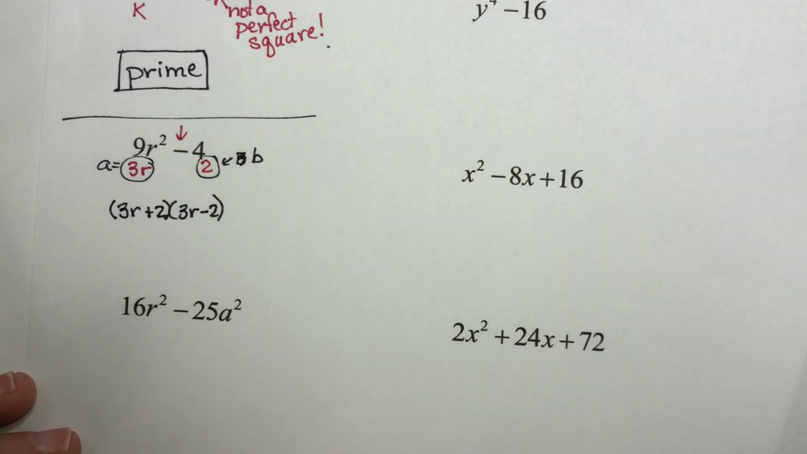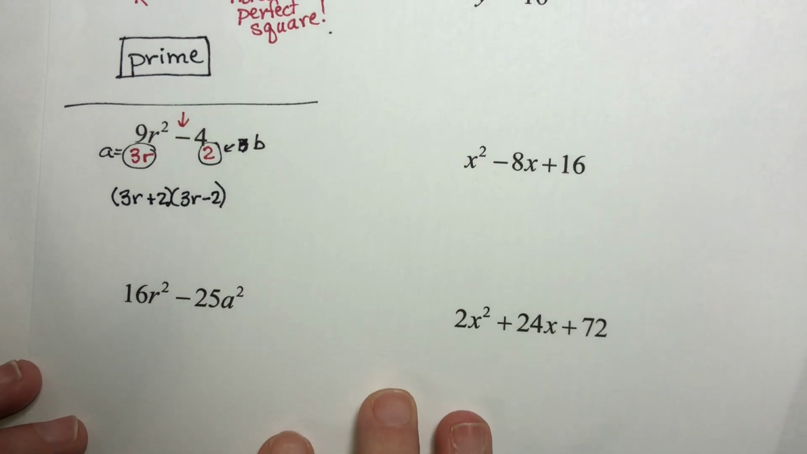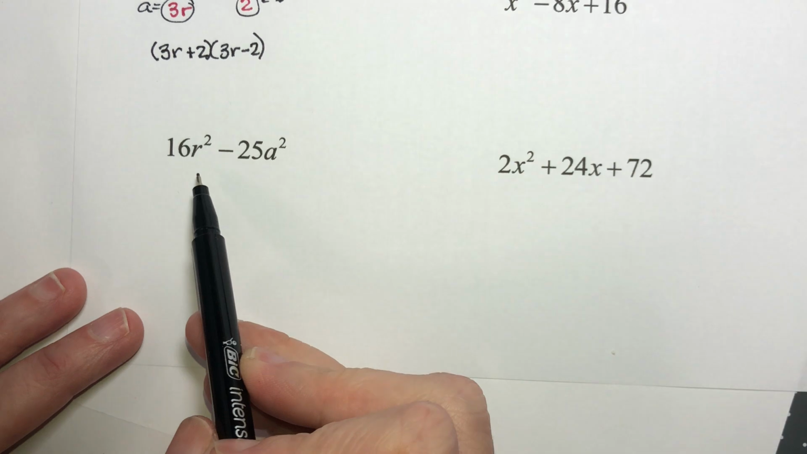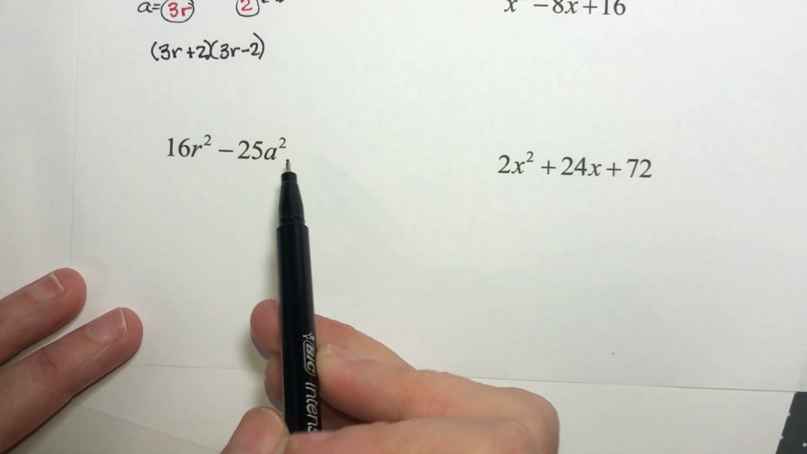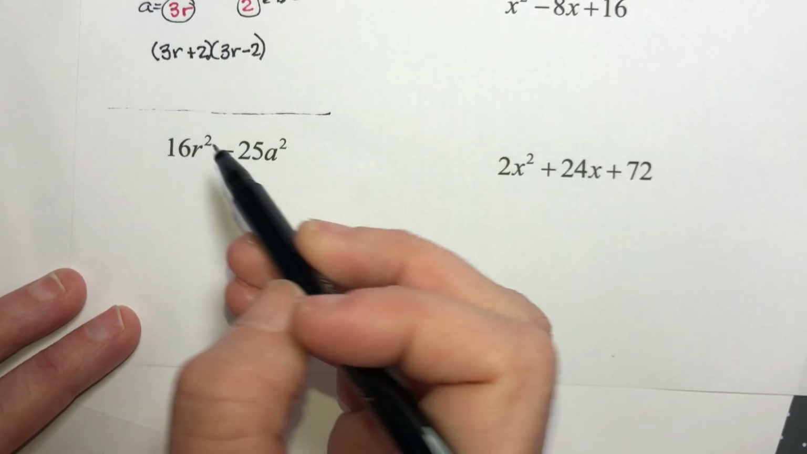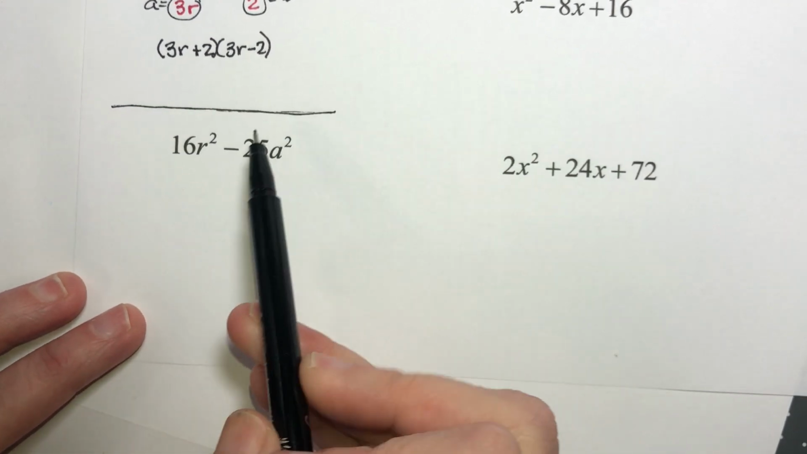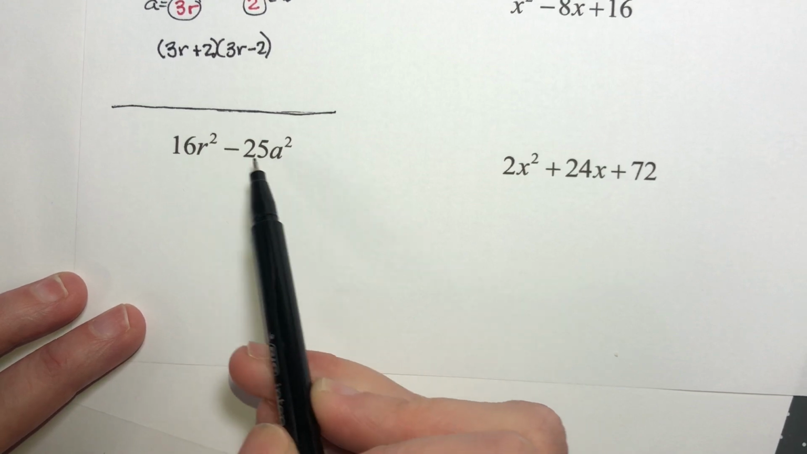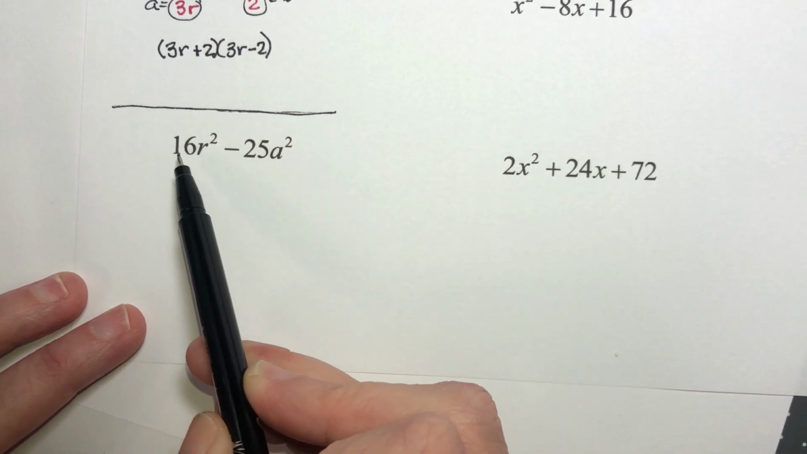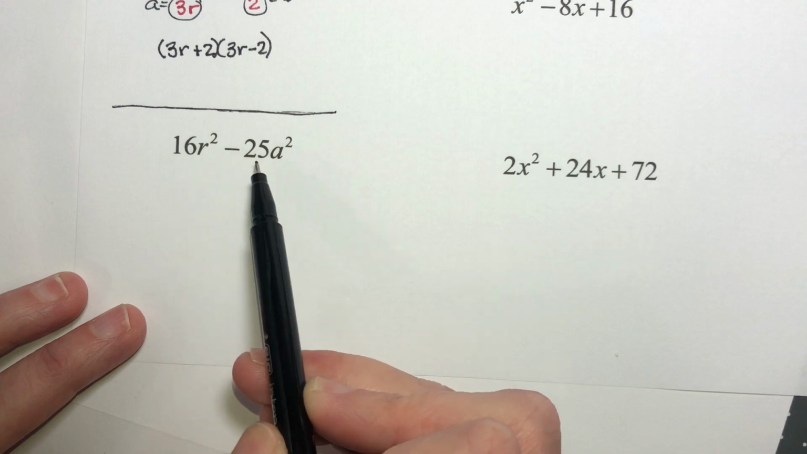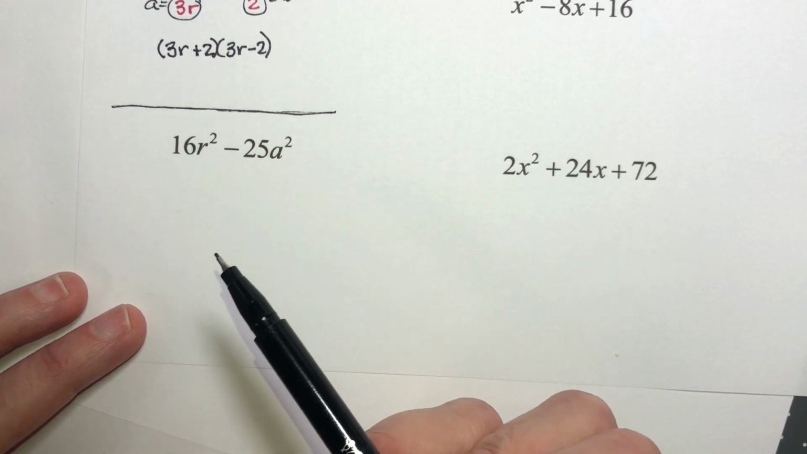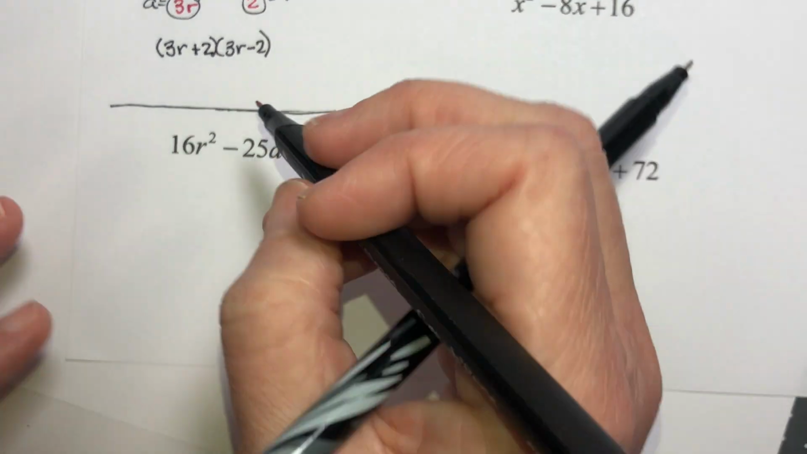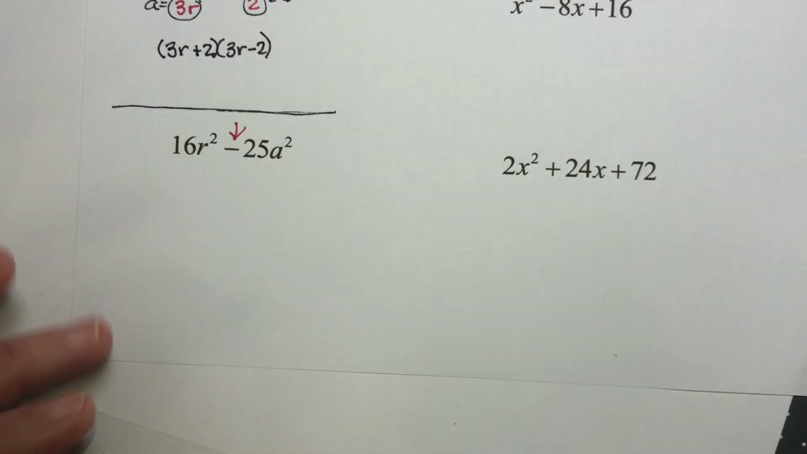Okay. Let's look at this next one. 16r squared minus 25a squared. Look for a GCF. I have no a here, no r here, so no GCF on the variables. There's nothing that divides into both 16 and 25, so no GCF. We have two terms, so we look for a difference of squares. We have the minus sign, which is good.